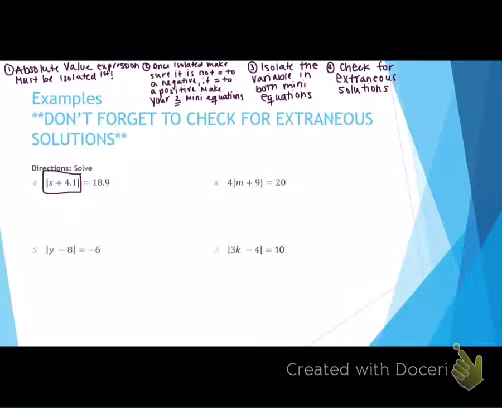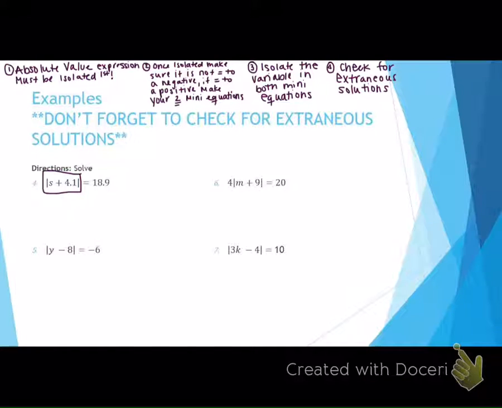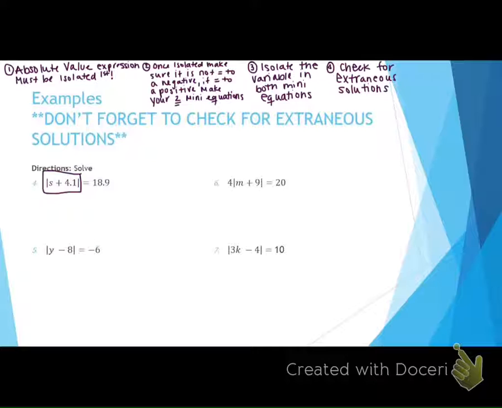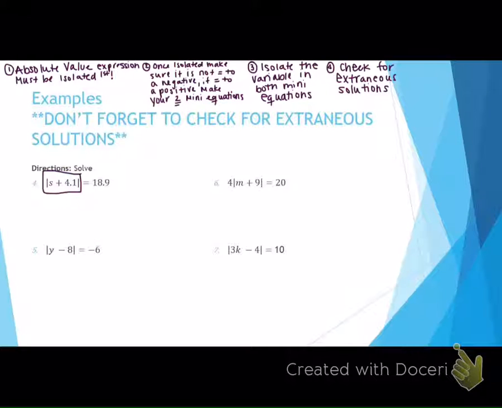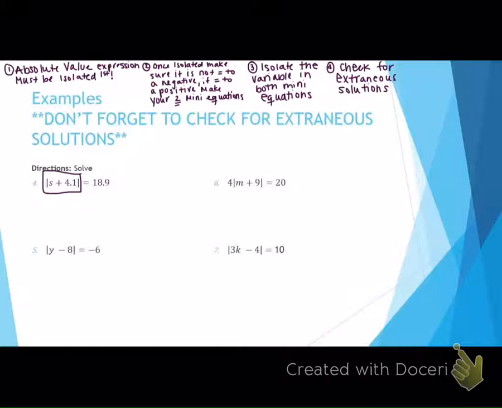So once it is isolated, make sure it is not equal to a negative number. Is it equal to a negative number? Is 18.9 negative? No. The reason you must check for this is that absolute value must always come out as a positive. So if it equals a negative number, it's not even possible and it's no solution. But this is possible. So if it's positive, you split into your two equations. So Jayla, go ahead and tell me my two equations.